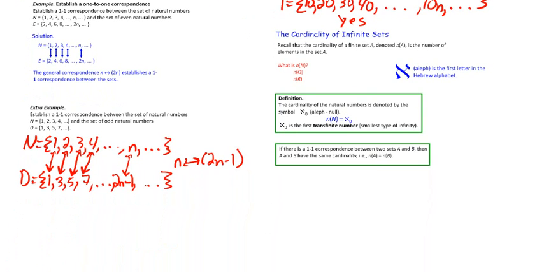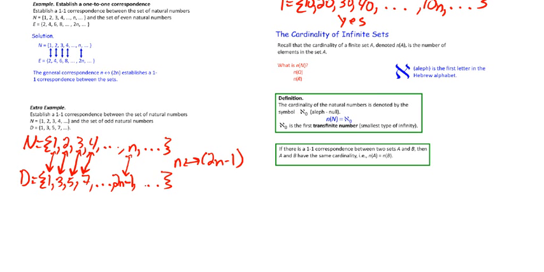Before, we had finite cardinality, where we can just count the exact number of elements in there. Here, the cardinality of natural numbers is this nice little n0 symbol, which is alpha null. So it's the first transfinite number. It's also the smallest type of infinity because there are multiple types of infinity.